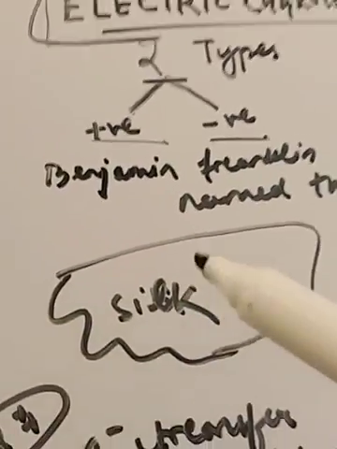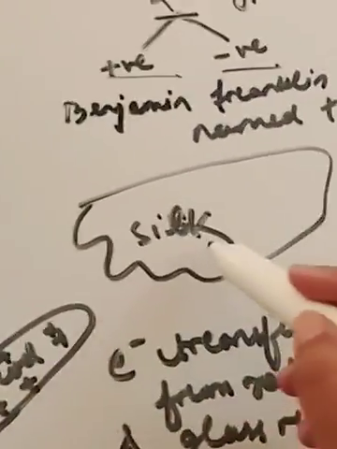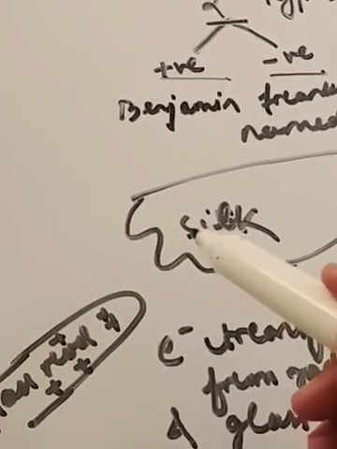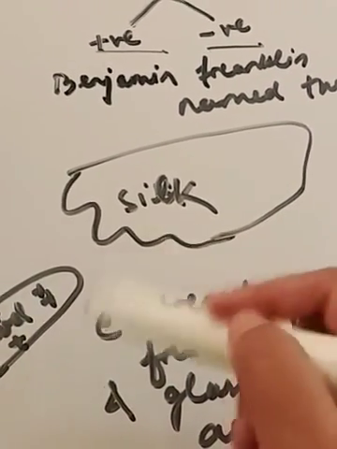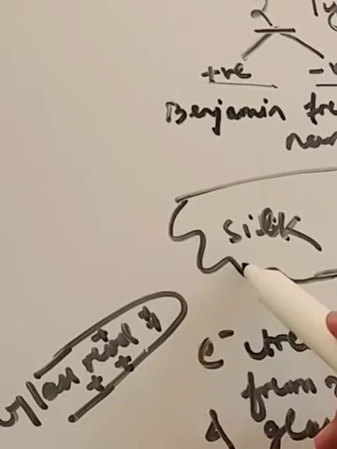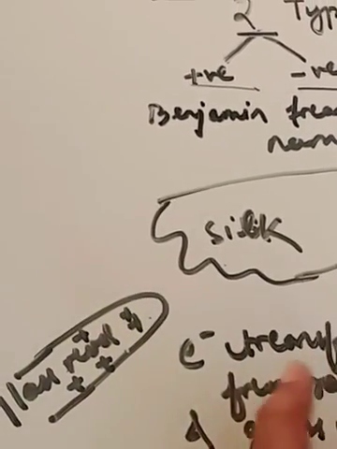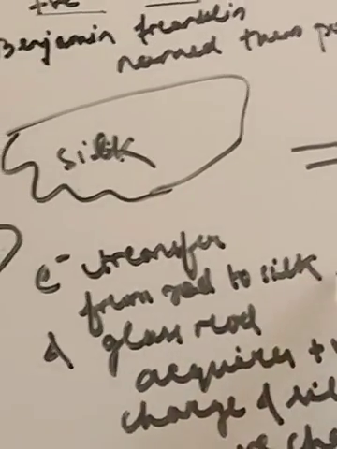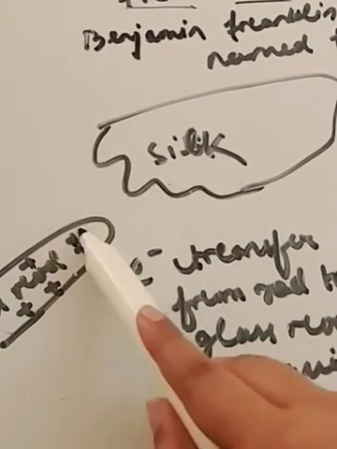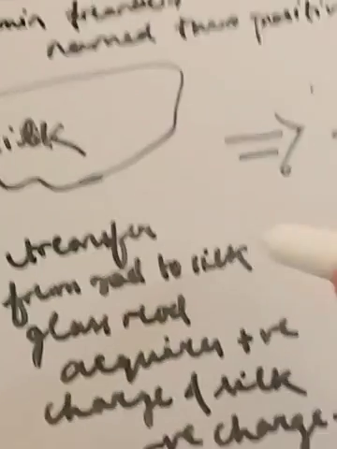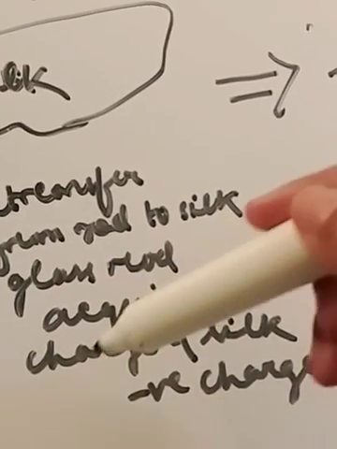Now let's see an example. Here is a glass rod and here the silk. When the glass rod is rubbed with silk, by the conduction or induction method, we can do it by both the methods. We'll read about it later. Normally, for now, glass rod and silk. When the glass rod is rubbed with silk by friction, the normal common method which you are familiar with, the electrons transfer from the glass rod to silk. Electrons are carried to silk. So the glass rod acquires positive charge and silk negative charge.